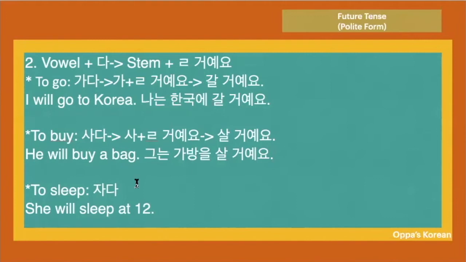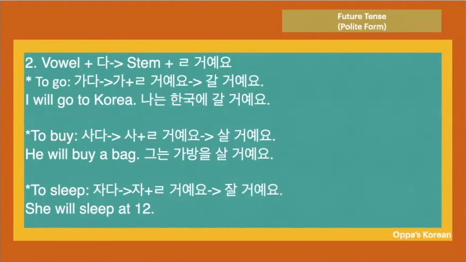Next example, to sleep, 자다. Find the stem first, 자, and the ending ㄹ 거예요. So it goes to 잘 거예요.